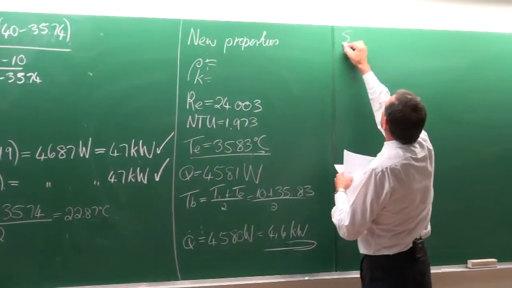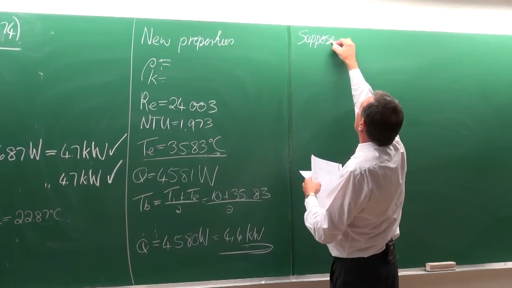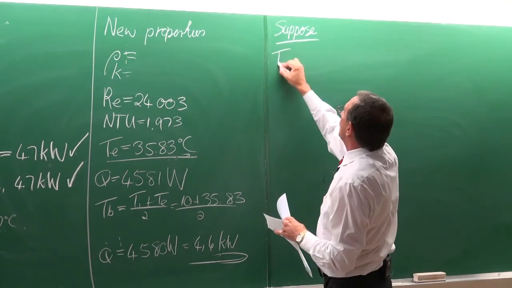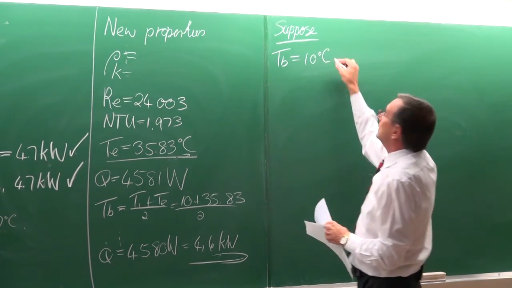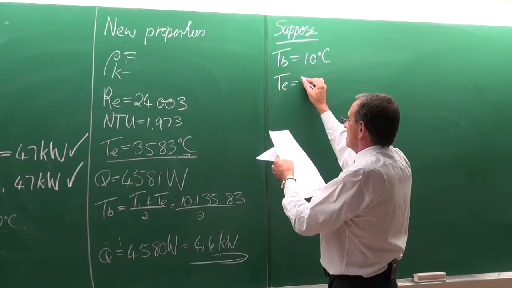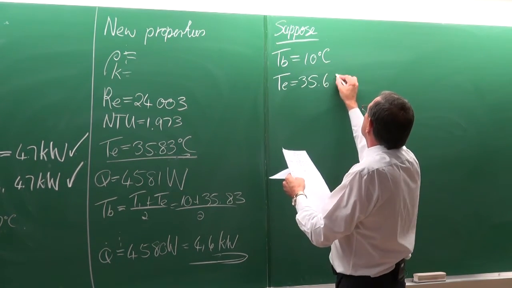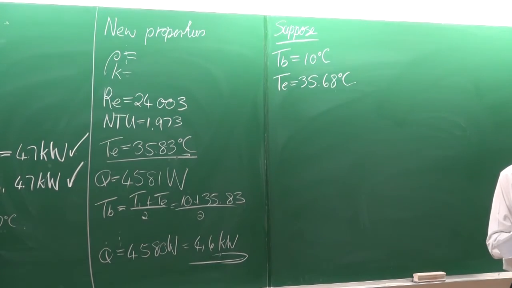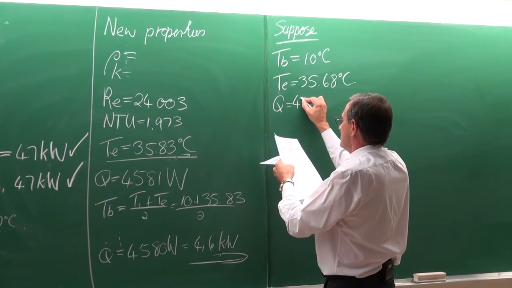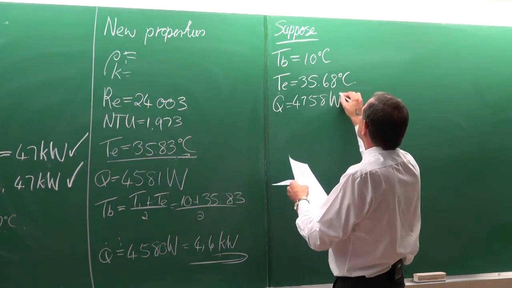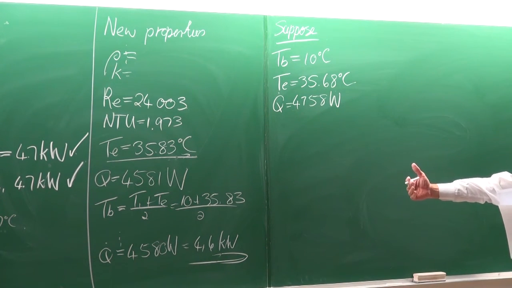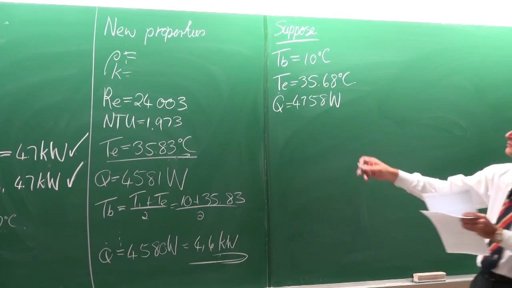So suppose you've done the calculations by selecting a bulk temperature of 10. Okay. Then the outlet temperature calculated would be 35.68 degrees Celsius. The heat transfer rate would be 4,758 watts. So you would get 4.8 kilowatts and not 4.5 or 4.6 kilowatts. Not that far out. Okay.